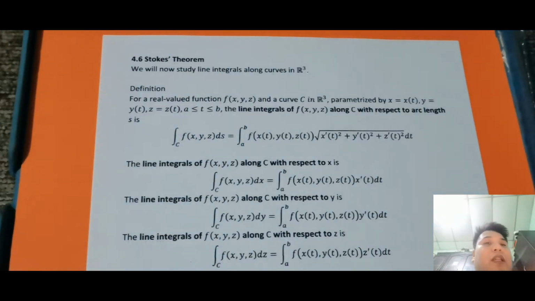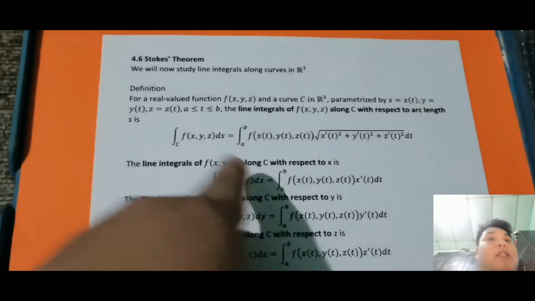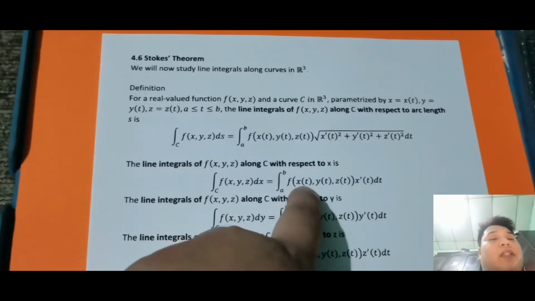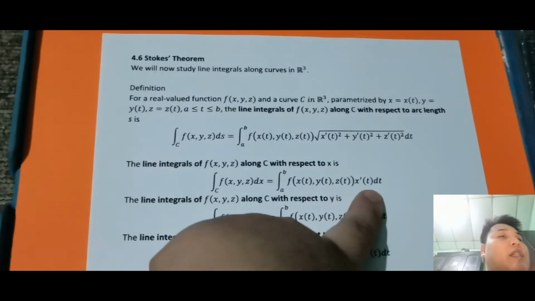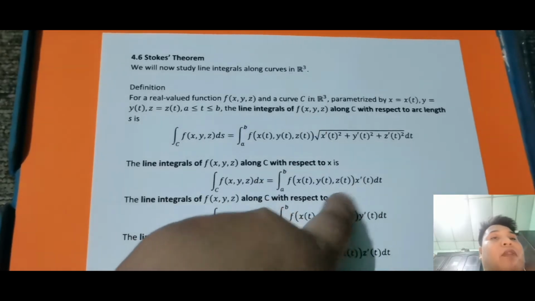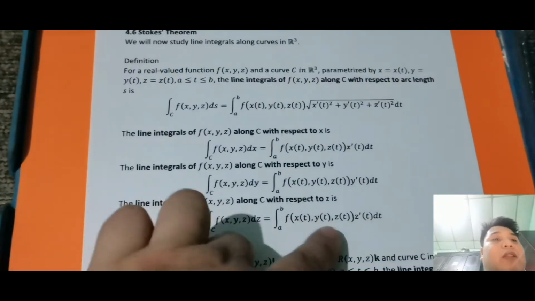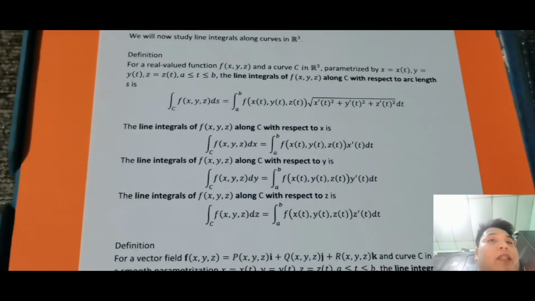Now, ang sabi lang naman is, what is the line integral of f of x, y, z with respect to x? So, ano nangyari? f of x of t, y of t, and z of t, x prime of t, dt. And also, pag y naman, ito yan: y prime dt. Pag z naman, z prime dt. Yun yung mga gagamitin natin. Again, yan din ang formula, pag yun yung pinapakuha ko sa inyo.